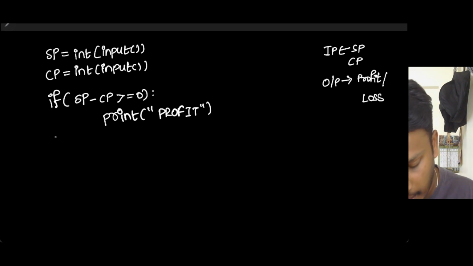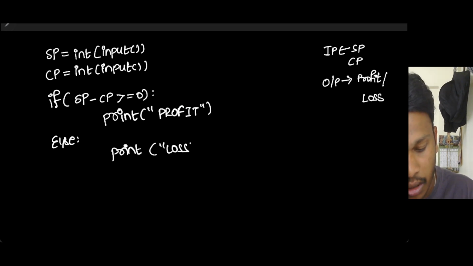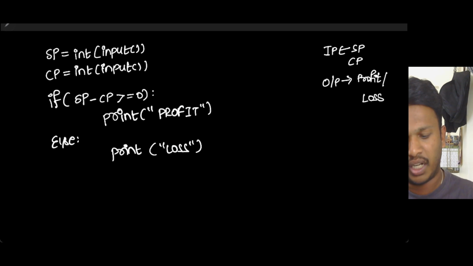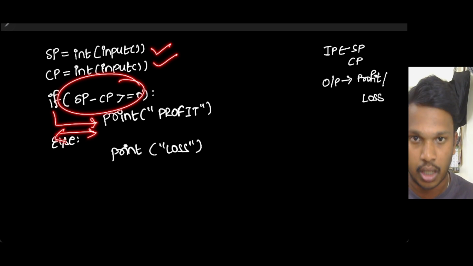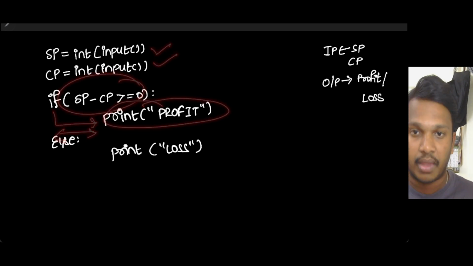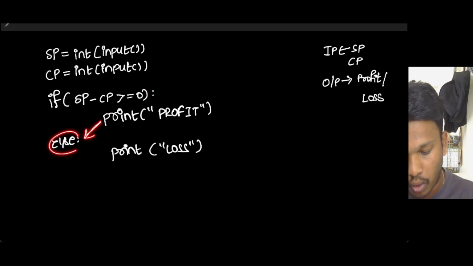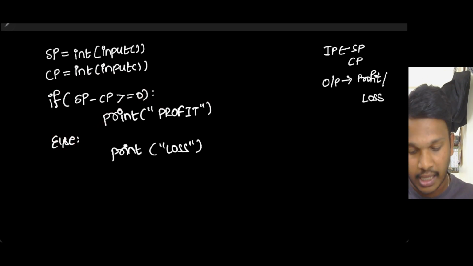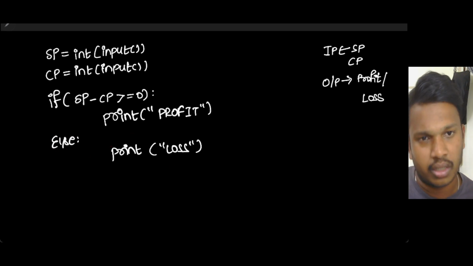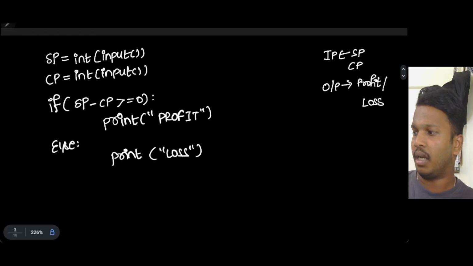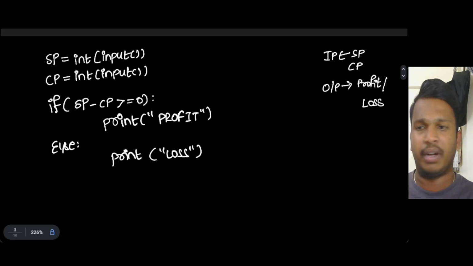Else, what should I print? Loss. Correct. That's all. If you observe, the program is very simple. They just took two inputs and they are checking the condition. If this condition is true, see, I am giving the space indentation, so now I am printing profit. Now, this is not part of the if code, so else, we came to else. If the else condition is true, we are printing loss. That's all. The problem is very simple.